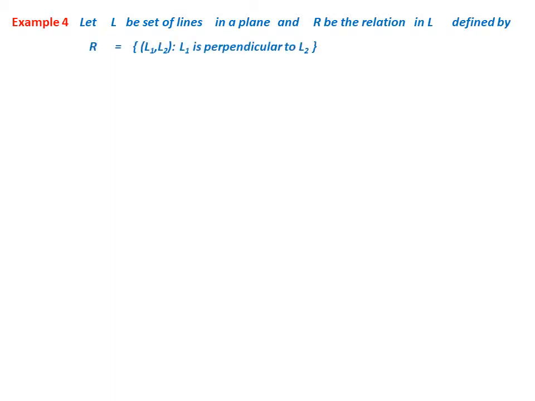Next one, example 4. Let L be the set of all lines in a plane and R be the relation in L defined by R is the set of all ordered pairs (L1, L2) such that L1 is perpendicular to L2. So that is the relation. Now show that R is symmetric but neither reflexive nor transitive.